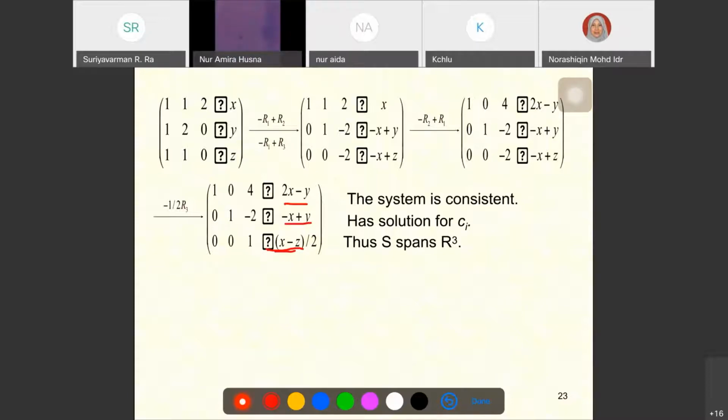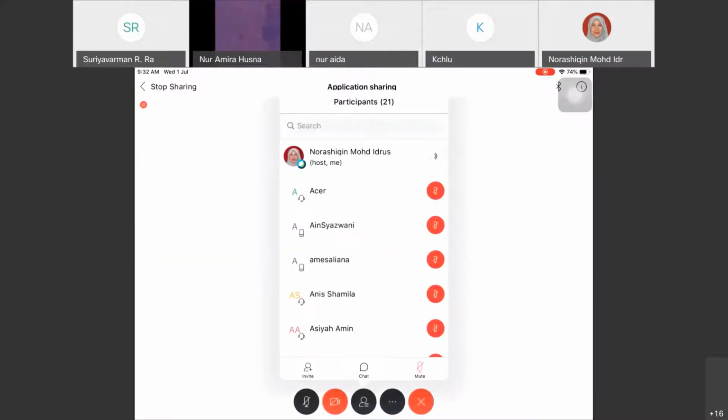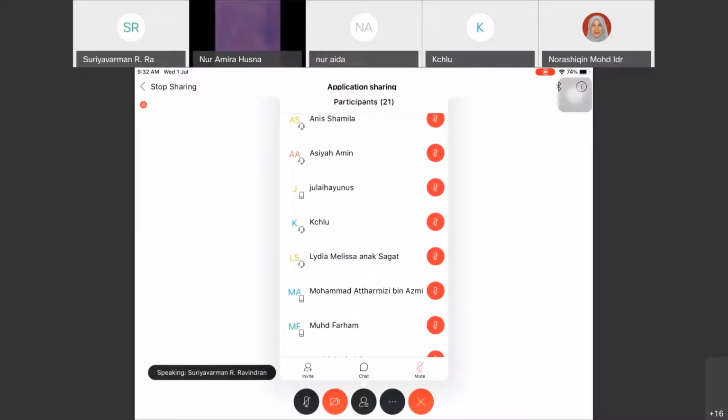One more example. Okay, now I want to see somebody write it. If I don't call names, everyone is silent. Let me call upon Julaiha. Is Julaiha here?